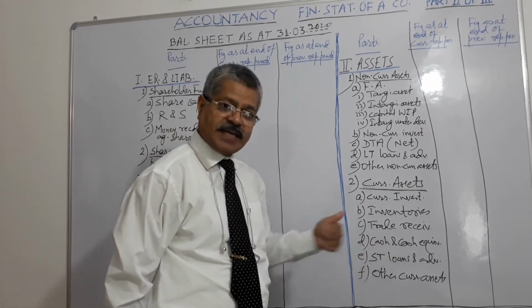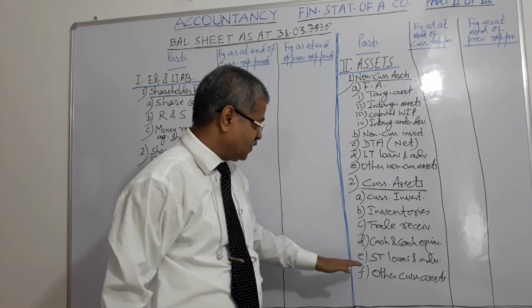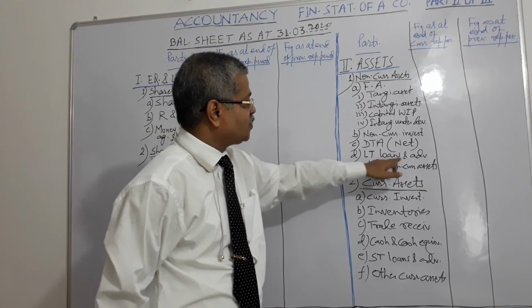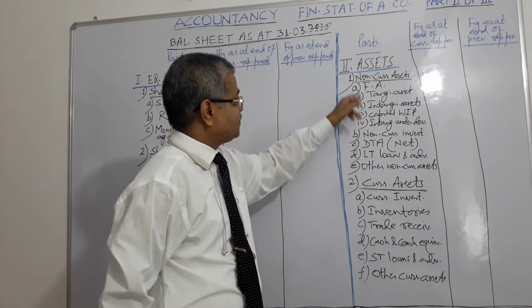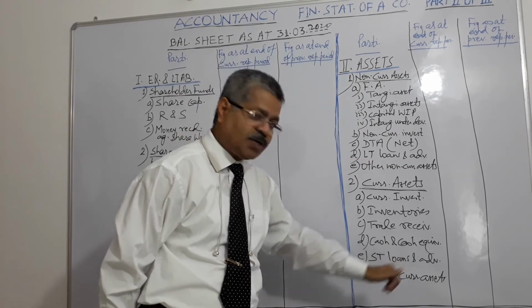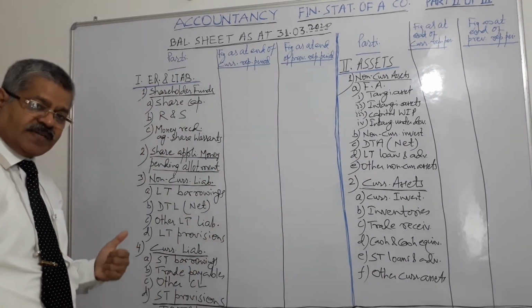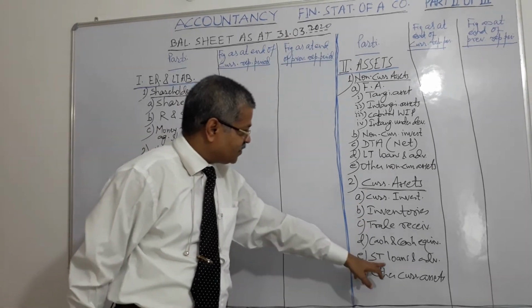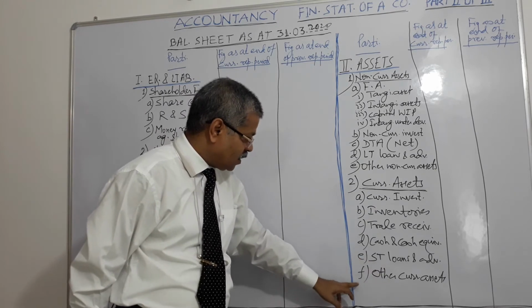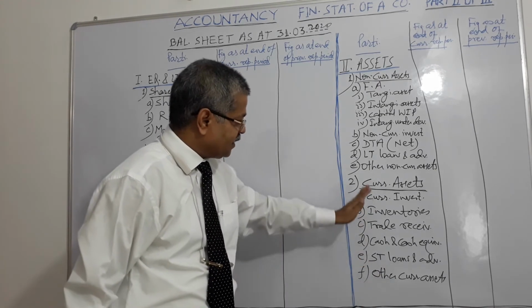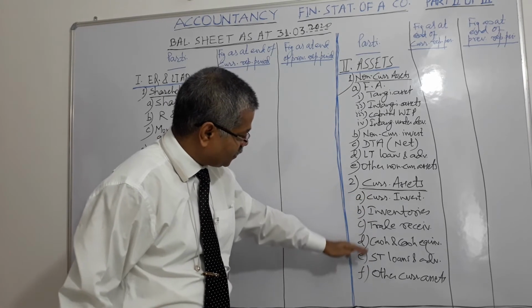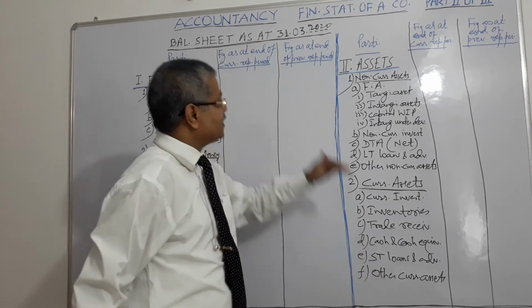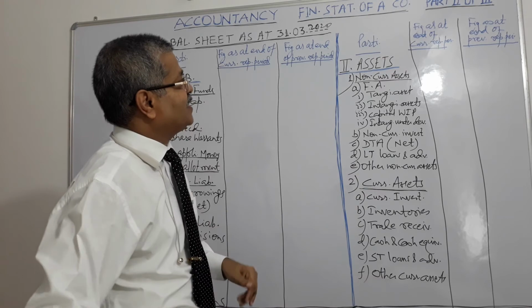And as we know, cash and cash equivalents are current assets. Short term loans and advances. Long term loans and advances made by the company are considered under non-current assets. Short term loans and advances, which the company expects to realize within the next 12 months from the balance sheet date, will be considered under current assets. Other current assets: all other items which don't fit into these 5 will come here, which are expected to be realized within the next 12 months from the balance sheet date.